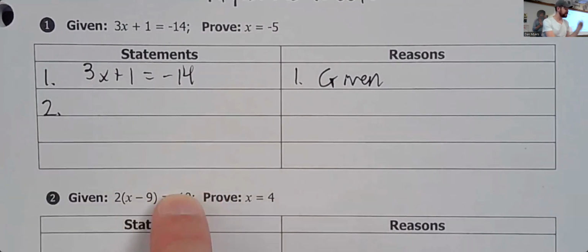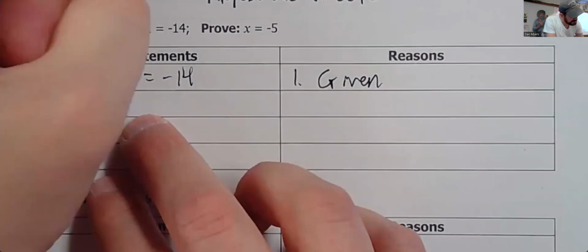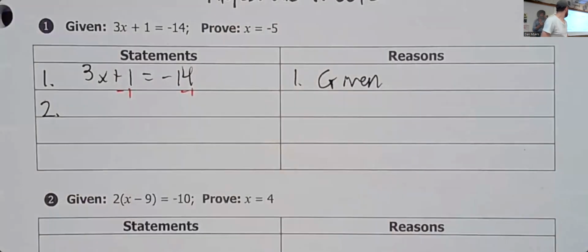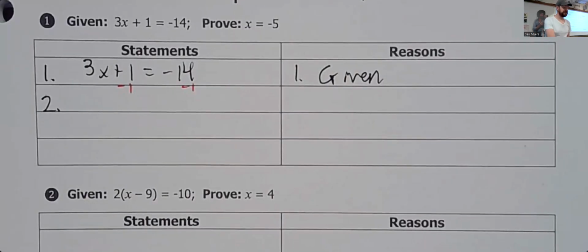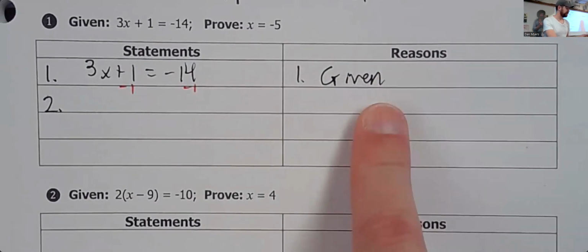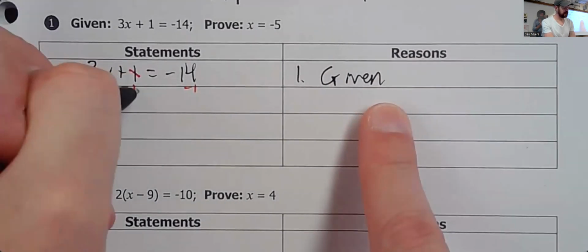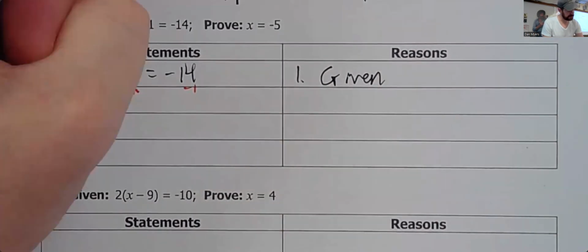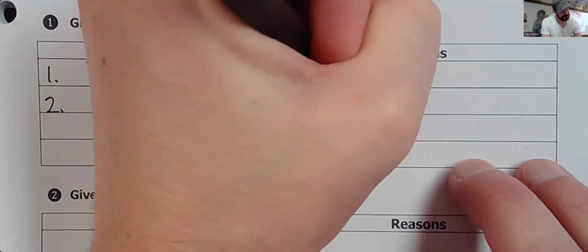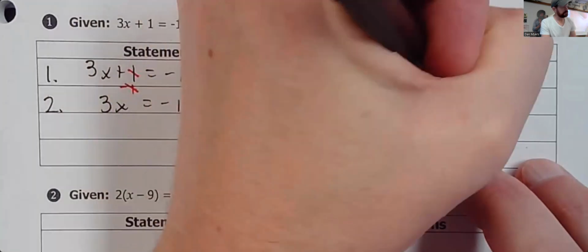If you want to show the -1, like a little -1 here and here, that can make it a little bit easier to get your statement or your reason for the next one, because that -1 and that +1 would cancel. And so we're going to end up with 3x equals -15. And that's the subtraction property of equality right there.